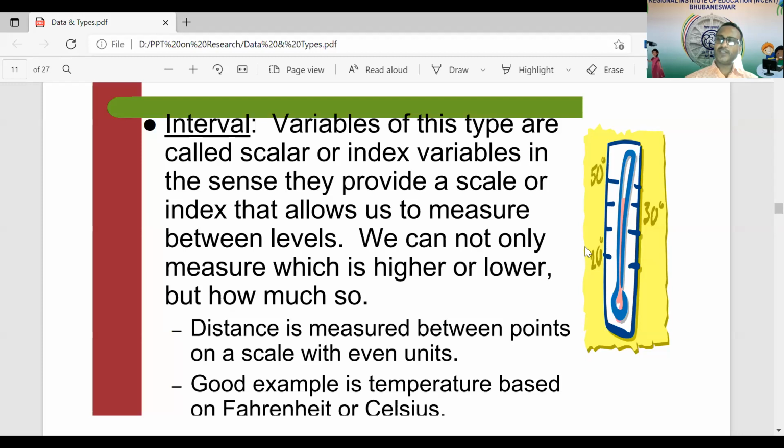Suppose, for example, somebody has secured 50 marks, another has secured 60 marks, another has secured 70 marks. Now you can say that the unit gap between 50 to 60 and between 60 to 70 is equal. The interval between scores is equal here. And therefore we say this is an interval scale.